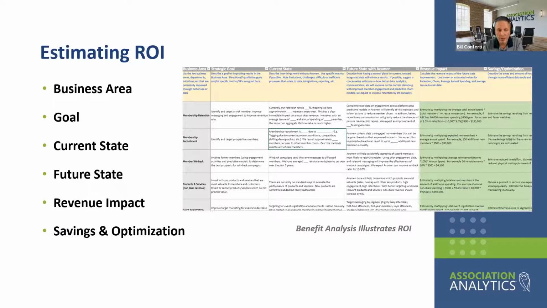The revenue impact is based on the assumptions of the future state, but that's a pretty straightforward calculation, right? If we can get this many new members or retain this many attendees, we already know that an average attendee spends this much, or that an average member spends this much over their lifetime, or this much per year. So we can be pretty specific about the numbers that we calculate there based on those assumptions.